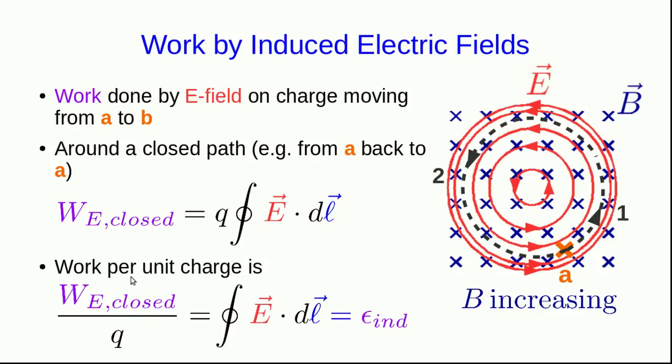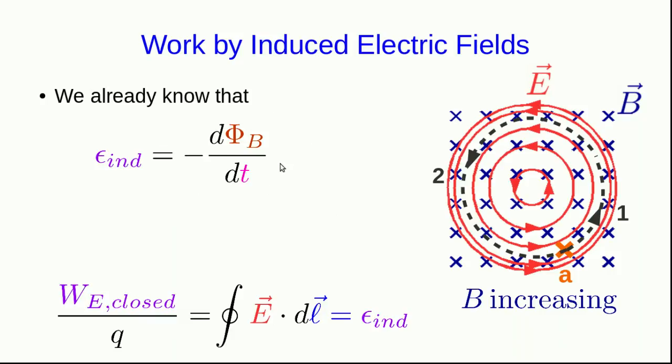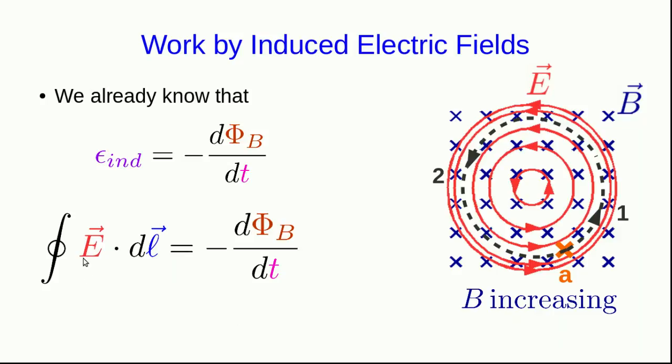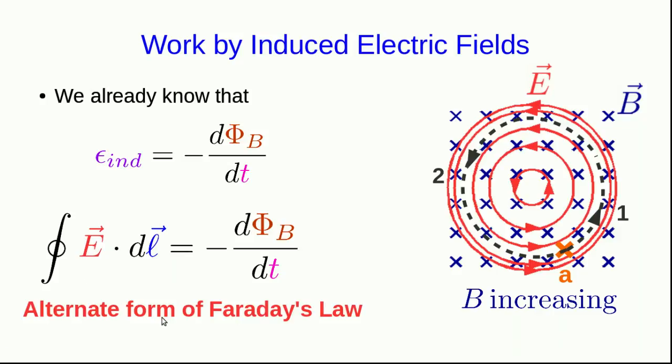So now we can take our work per unit charge, which is our induced EMF, and we know from Faraday's law that that is related to the rate of change of magnetic flux. That gives us this, which is an alternate form of Faraday's law, but for our purposes the reason it's useful is that it gives us a way of calculating the electric fields that are induced by changing magnetic fields.